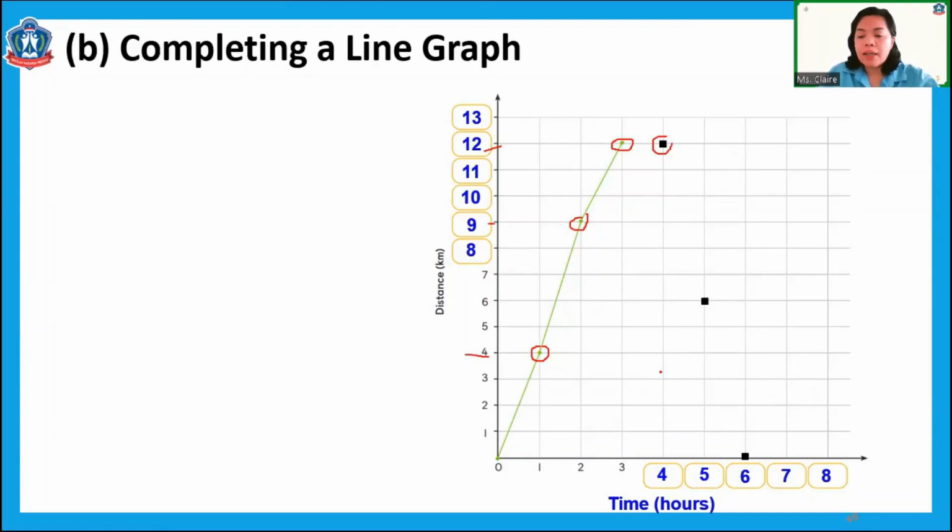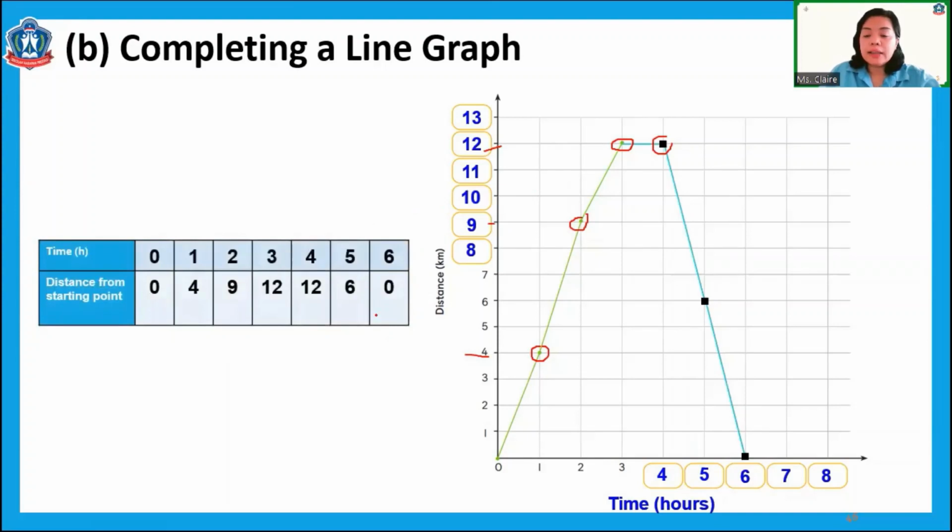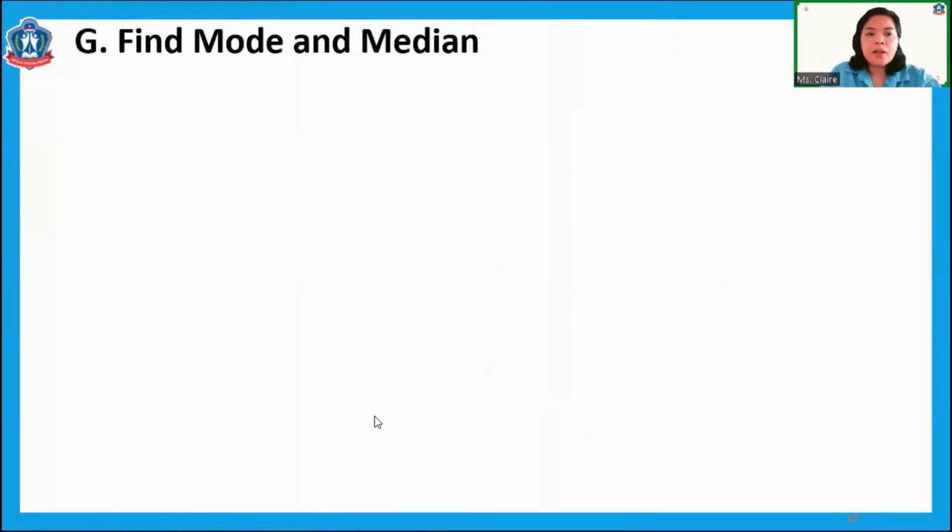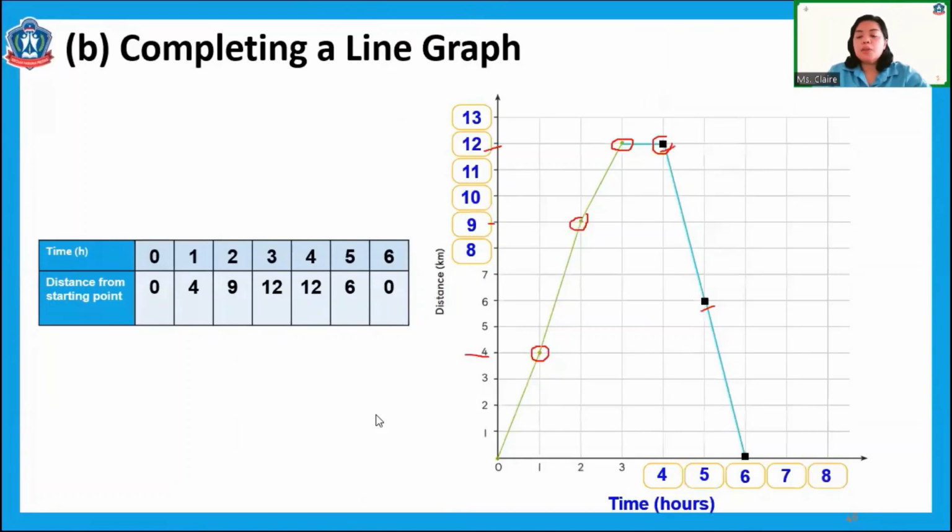Next, on 7, he went back to the starting point. He only walked how many kilometers after 6 hours? Okay, now let's connect the data, children. Take a look. Let's connect the missing distances here. Okay, so this is how to make a line graph.